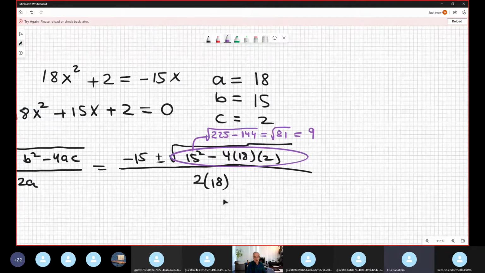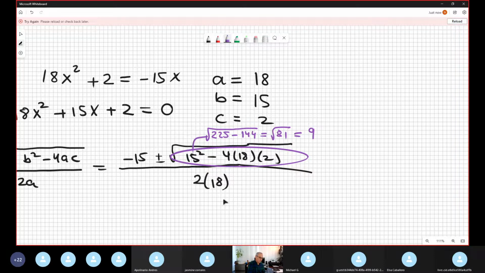I'm sorry, 15 squared is 225? Yes, absolutely. Put it in your calculator, Elsa. 15 times 15. Okay. You did that? 15 times 15. Yes, sorry. No, I know my memory, but it's okay.